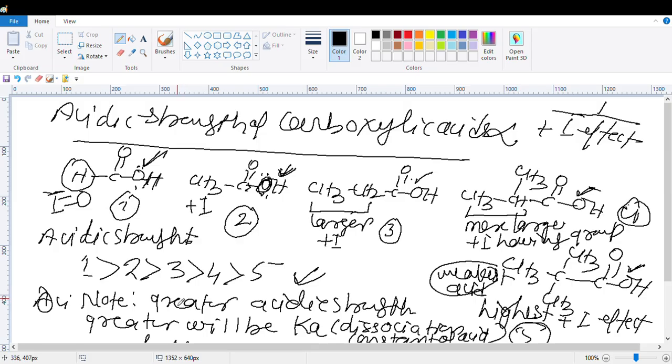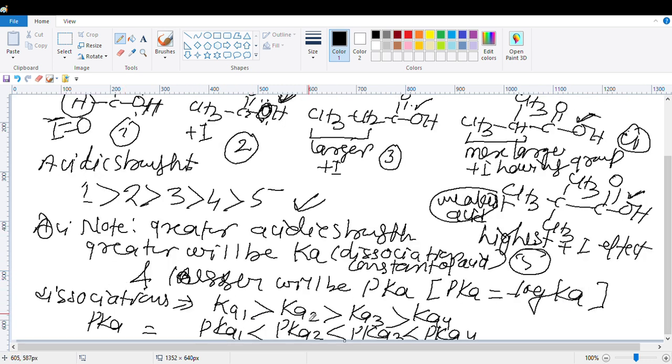And we also know that the greater the acidic strength, the greater will be the dissociation constant. So Ka1 greater than Ka2, greater than Ka3, greater than Ka4. pKa is equal to minus log Ka. As the Ka increases, the pKa value decreases. So pKa1 will be least and the last pKa will be highest. I think you might have understood and you might have noted.